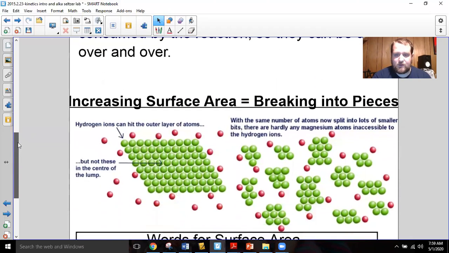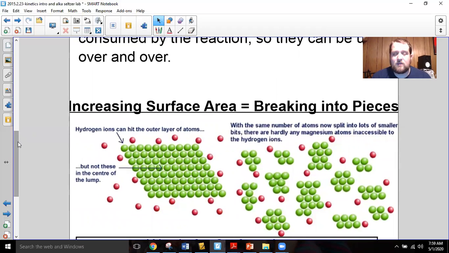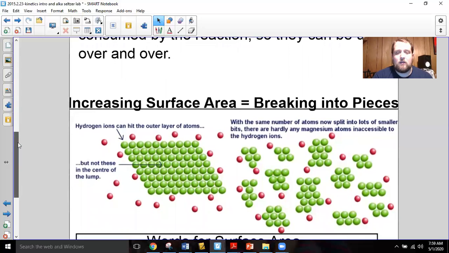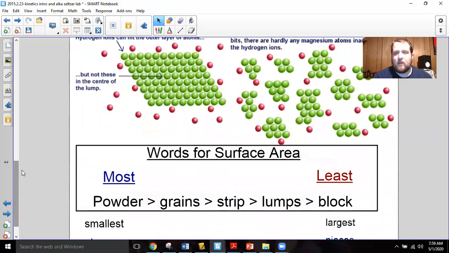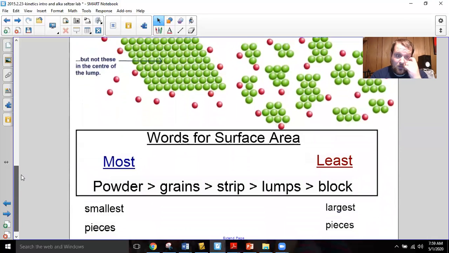So I just gave you the notes that were in the other assignment about what it means to increase the surface area, basically breaking it up into pieces. And then the last bit of notes is words that you would see that are related to the surface area. So if you imagine a piece of metal, like if we were to react magnesium metal or zinc metal in acid, which is the lab we would be doing right now if we could be together, we could react a solid block of zinc, and that would be the largest piece.